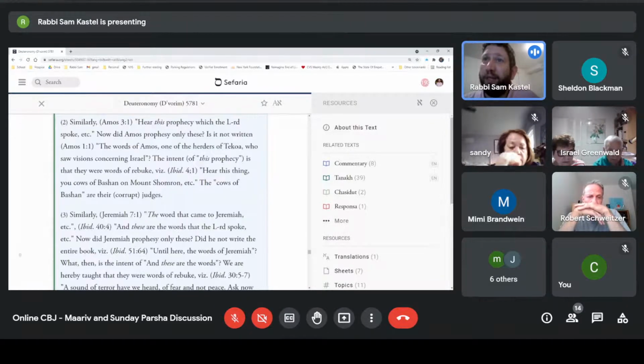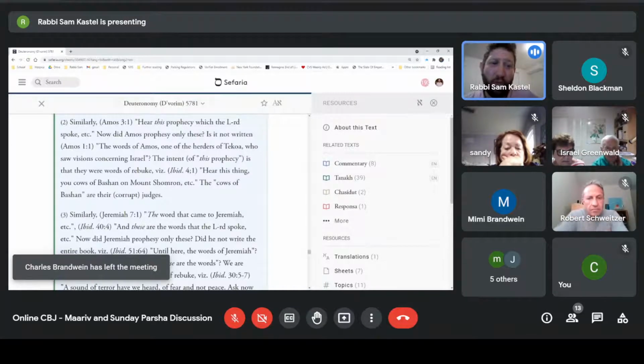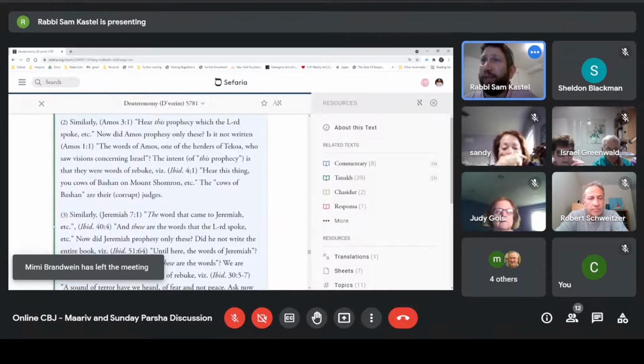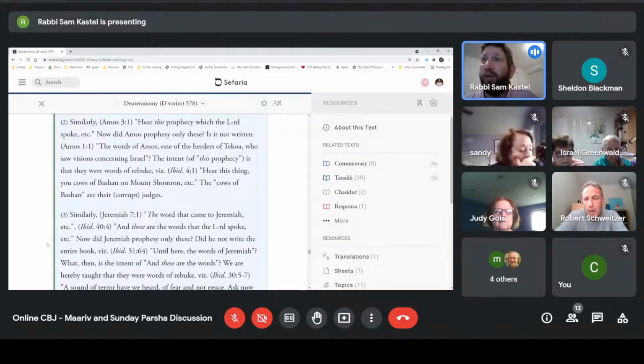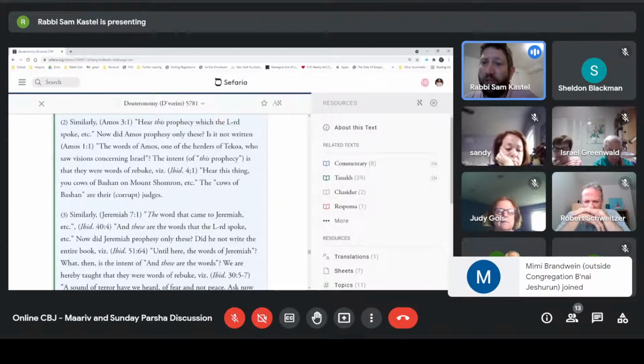Similarly, from the book of Jeremiah, right? And he's really giving us a sampling here of a whole bunch of books of the Tanakh, right? Because the word Torah often refers to just the first 5 books of Moses, but of course there's a whole bunch of other books. Similarly, the words that came to Jeremiah, and these are the words that the Lord spoke. Now, did Jeremiah prophesy only these? Did he not write the entire book? Until hear the words of Jeremiah. What then is the intent of, and these are the words? We are hereby taught that they were words of rebuke.